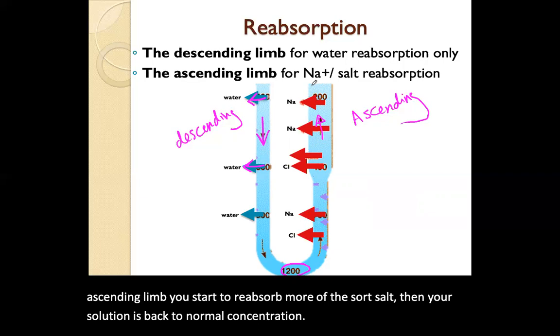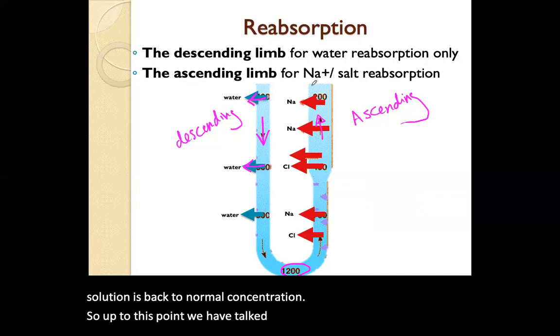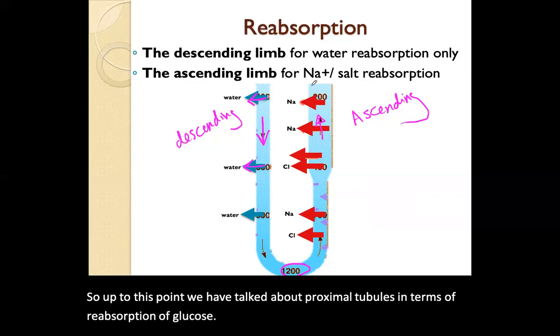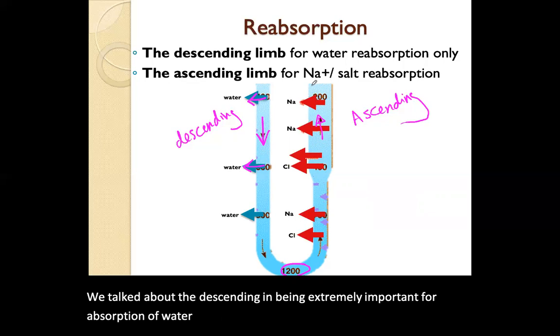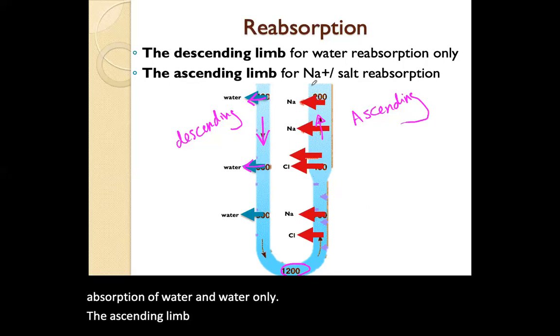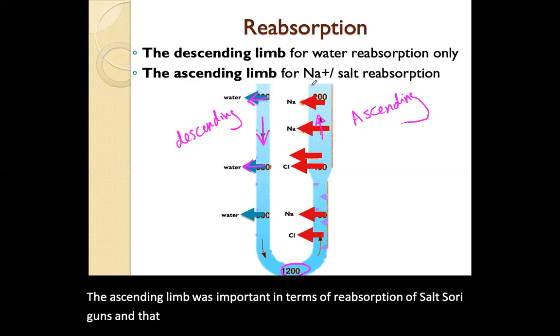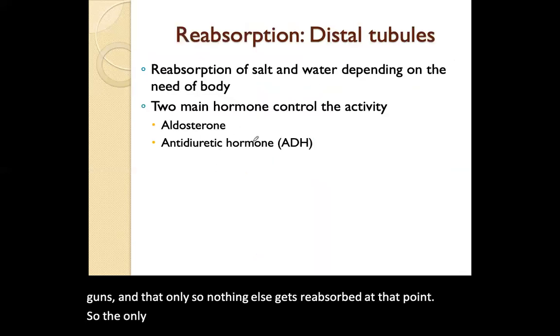So up to this point, we have talked about proximal tubules in terms of reabsorption of glucose, amino acids, water, and salt. We talked about the descending limb being extremely important for absorption of water and water only. The ascending limb was important in terms of reabsorption of salts or ions, and that only, so nothing else gets reabsorbed at that point. So the only thing we haven't talked about is the distal tubules.